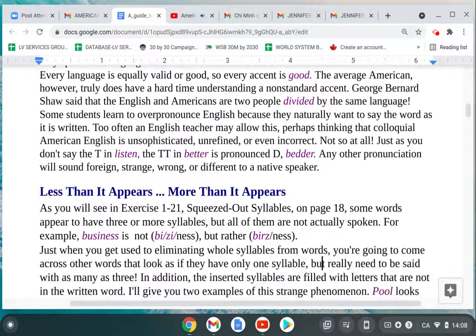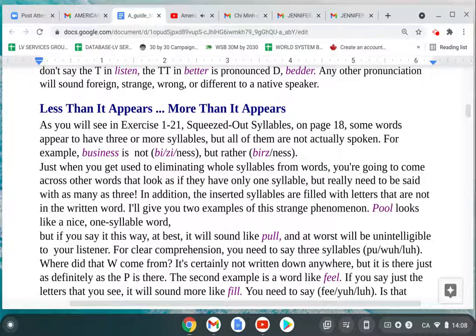Less than it appears, more than it appears. As you will see in Exercise 121, Squeezed Out Syllables on page 18, some words appear to have 3 or more syllables, but all of them are not actually spoken. For example, business is not business, but rather bizness.